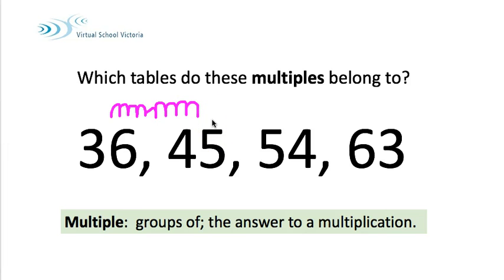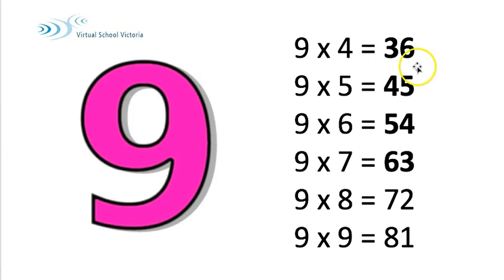We don't count 45 because it's already been counted, so we go 46, 47, 48, 49, 50, 51, 52, 53, 54. 1, 2, 3, 4, 5, 6, 7, 8, 9. I think these could be the 9 times tables. Let's have a look. Yes, they are. Now look at the patterns. Even, odd, even, odd, even, odd.